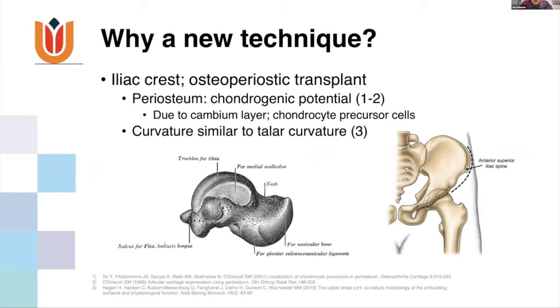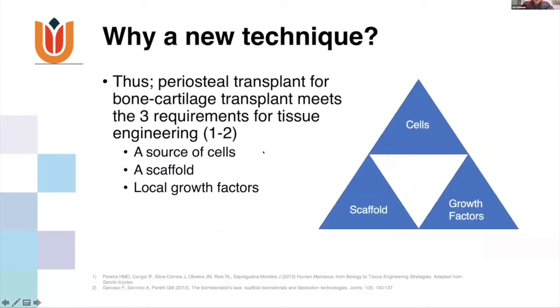And a different reason why we are taking osteochondral autografting from the iliac crest is that there's periosteum available right there, which has chondrogenic potential due to the cambium layer, and the curvature of the iliac crest is similar to the one on the talus. So that is also a good advantage of this technique. And the third reason is that, due to it being a periostal transplant, there is the requirement of tissue engineering, basically a source of cells, a scaffold, and local growth factors available.